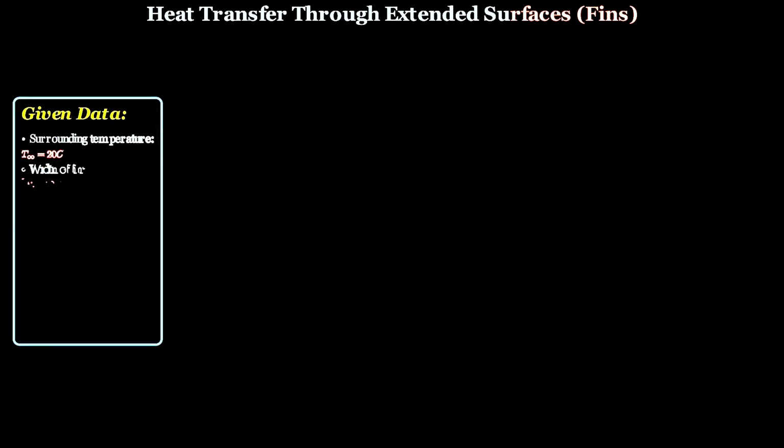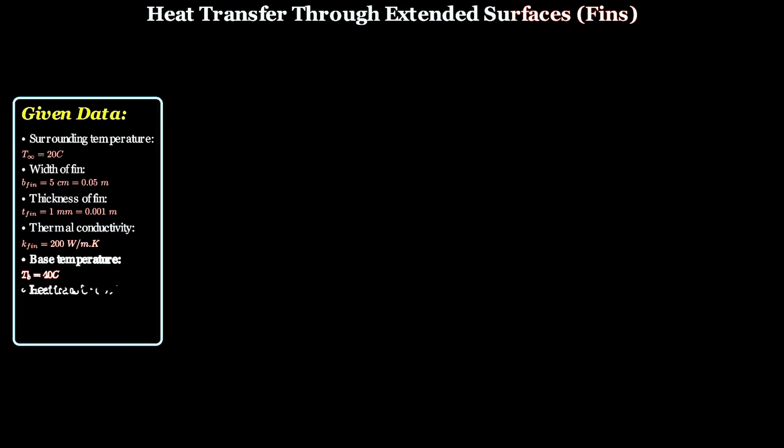Here's what we know. The surrounding temperature, T infinity, is 20 degrees Celsius. The width of the fin is 5 centimeters, or 0.05 meters. The thickness of the fin is 1 millimeter, or 0.001 meters. The thermal conductivity of the fin is 200 watts per meter Kelvin. The base temperature is 40 degrees Celsius, and the heat transfer coefficient, h, is 20 watts per meter squared Kelvin. And we're examining a distance of 5 centimeters, or 0.05 meters from the base.